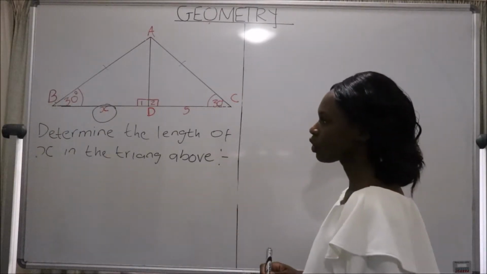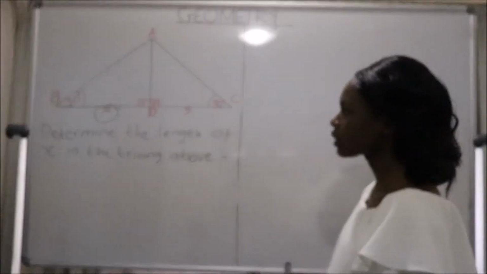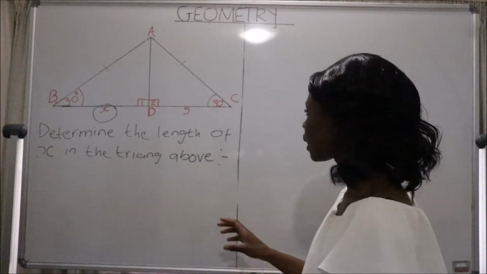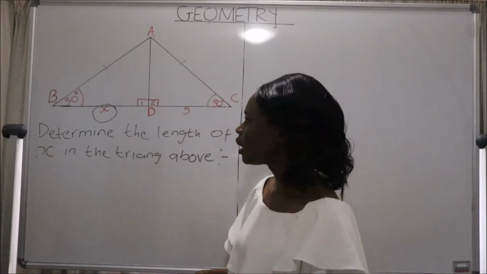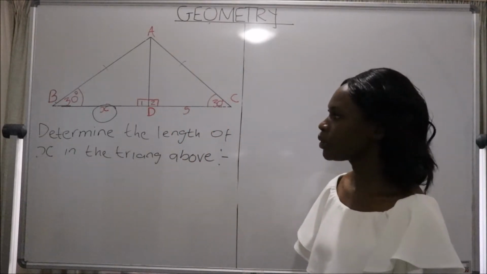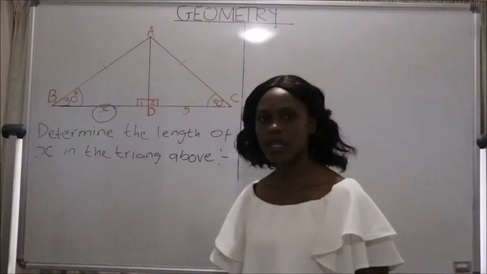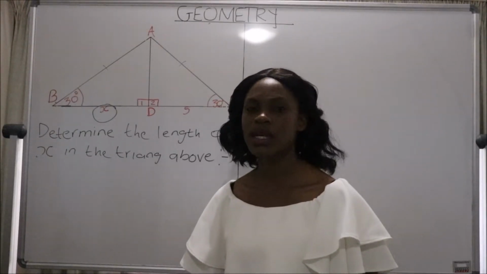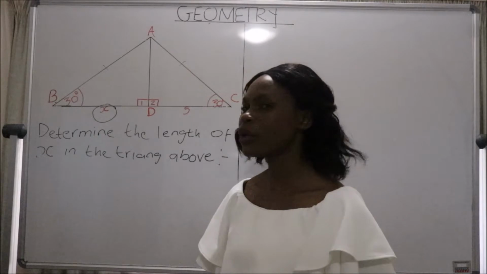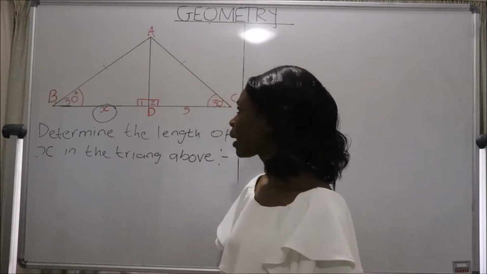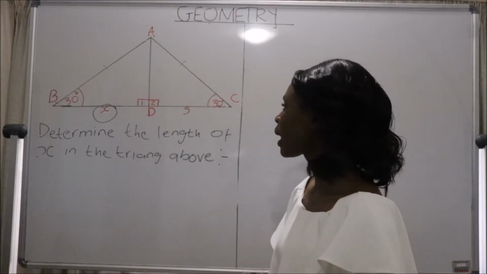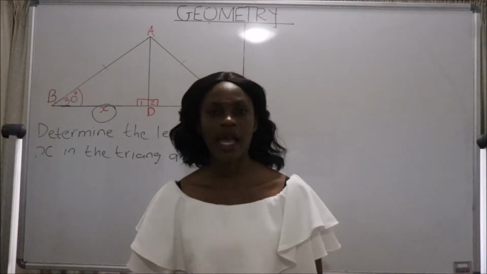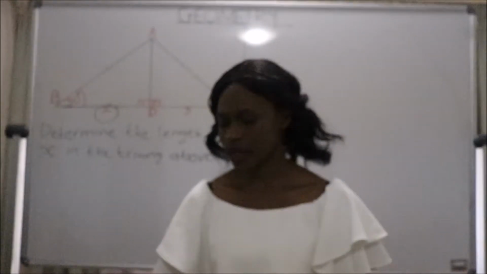By just looking with our eyes, we can say that x is equal to 5, because the length between B and C looks similar to the length between B and D. But we cannot do that without a proof that it is actually equal. So what we need to do is to prove that triangle ABD and triangle ADC are congruent to each other.